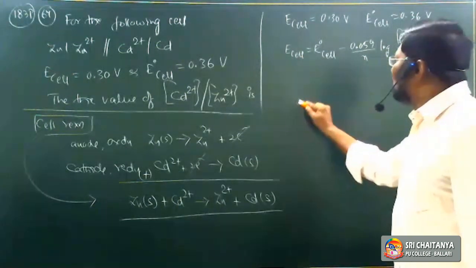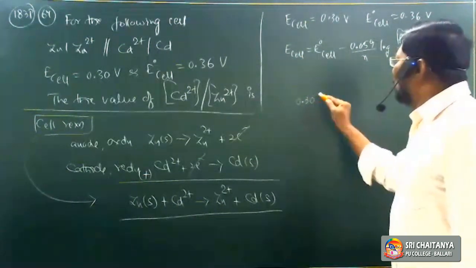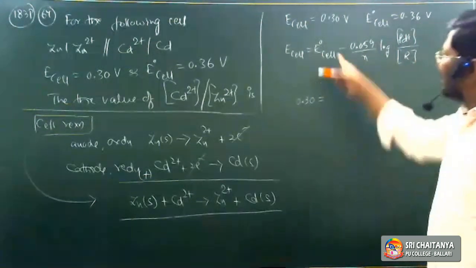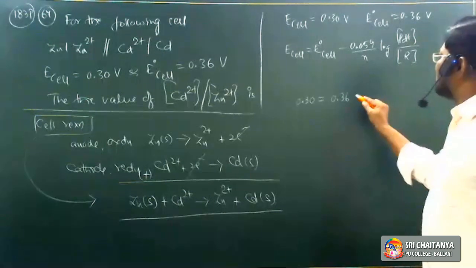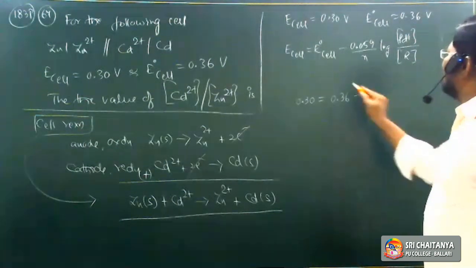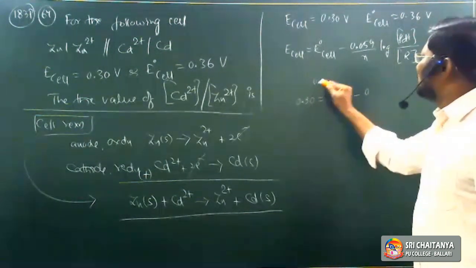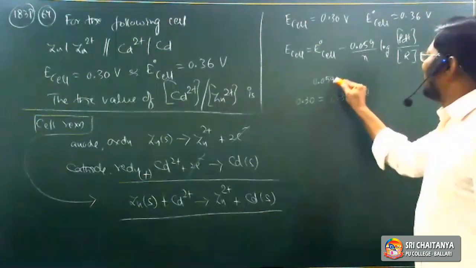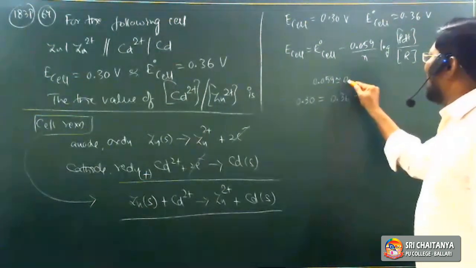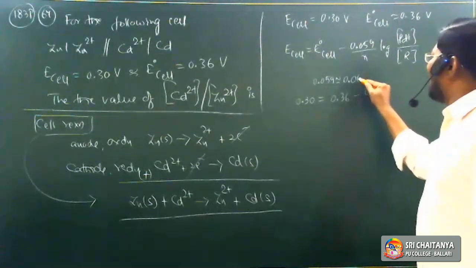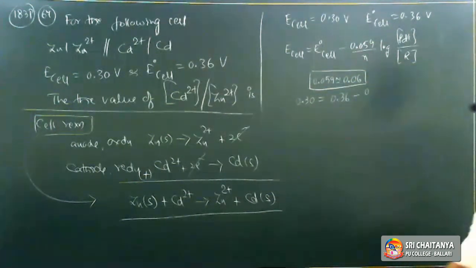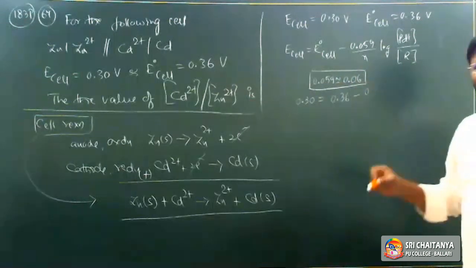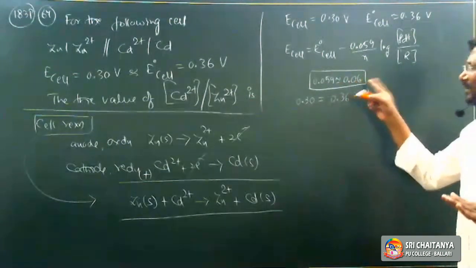E cell 0.30 is equal to E naught cell 0.36 minus 0.059. Approximately, I would like to take it as 0.06.